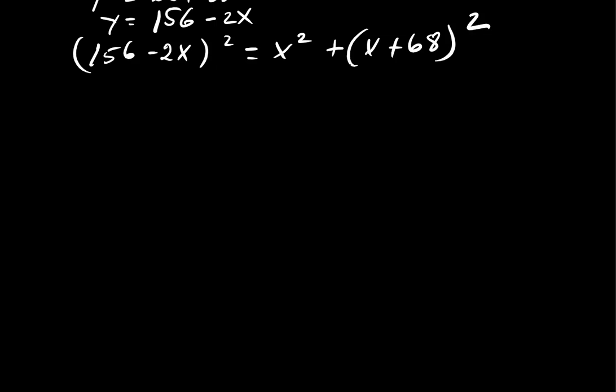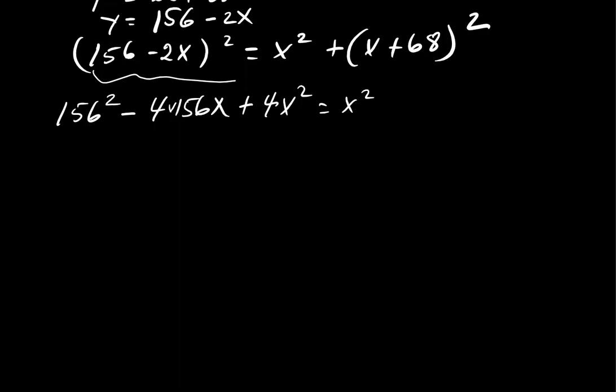For the first part, in this part here, we can get 156 squared minus 2 times 156 times 2x, so minus 4 times 156 times x, plus 2x squared, so 4x squared, is equal to x squared plus, here we do the same thing, x squared plus 2 times 68 times x plus 68 squared. That will be very big numbers, but let's group.